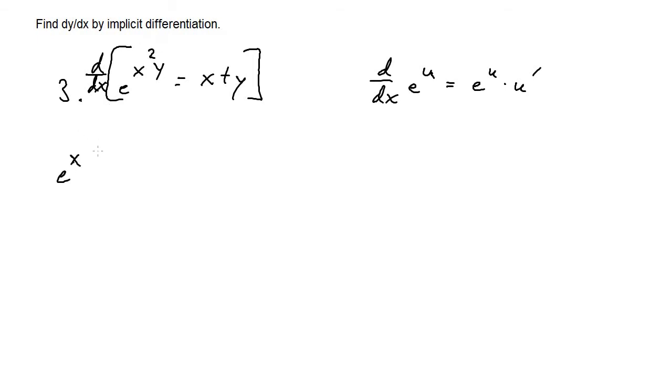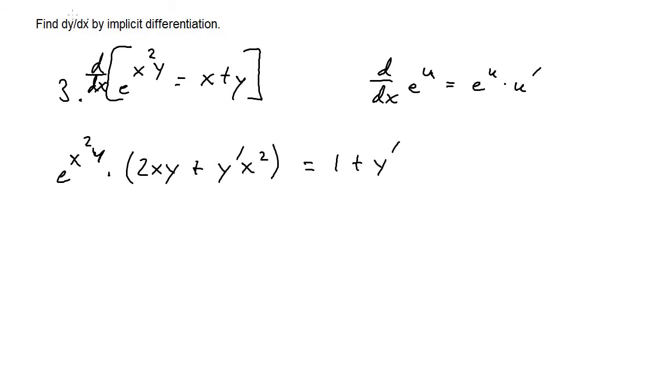y is going to be e to the x squared y times the derivative of that inside function, so derivative of x squared y. Because we do have two variables being multiplied by each other, we have to use the product rule. So using the product rule, when we derive this, we take the derivative of the first function, which is 2x, times the second function unchanged, so times y, plus the derivative of the second function, derivative of y is just y prime, times the first function unchanged, so x squared. And then we have equals the derivative of x plus y. So the derivative of x is just 1, and the derivative of y is going to be y prime, so we have 1 plus y prime.